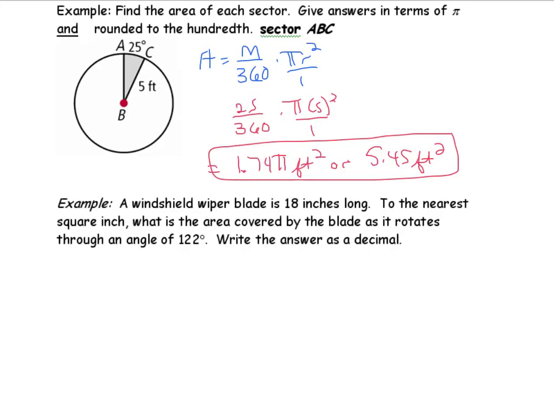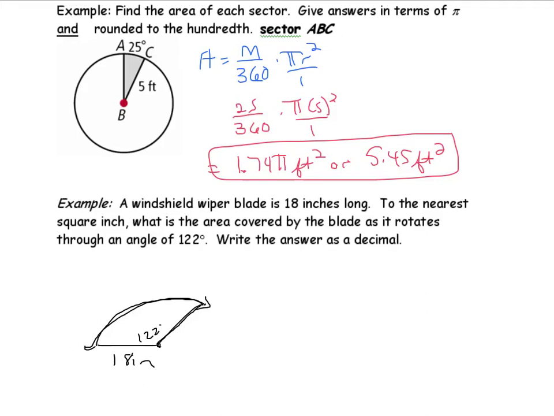All right, so the next one says a windshield wiper blade is 18 inches long. So here's my windshield wiper. It's 18 inches long. It says to the nearest square inch, what's the area covered by the blade as it rotates through an angle of 122? Well, if you think about this, the windshield wiper goes up and then it goes back down, right? This is what they're talking about. It goes up 122 degrees and then it goes back down.